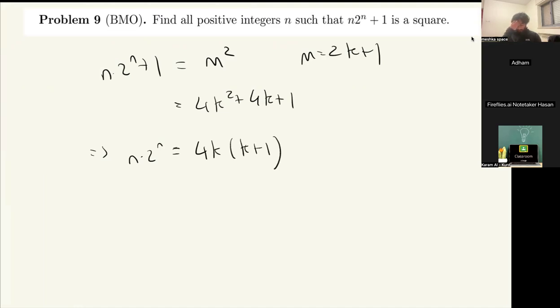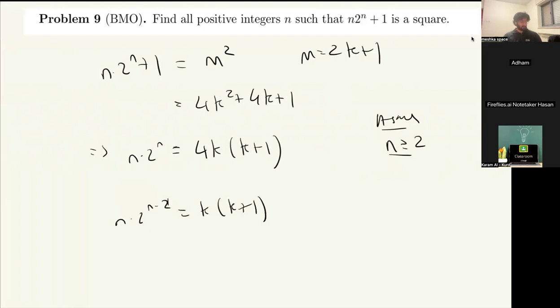Great. And this is very nice, right? Because actually we can remove, well, maybe we don't know n is at least 2, but okay, let's not worry about it. Let's assume n is at least 2, so we can subtract and divide by 4, and we get n times 2 to the n minus 2 is k times k plus 1. Great. What do we do with this?